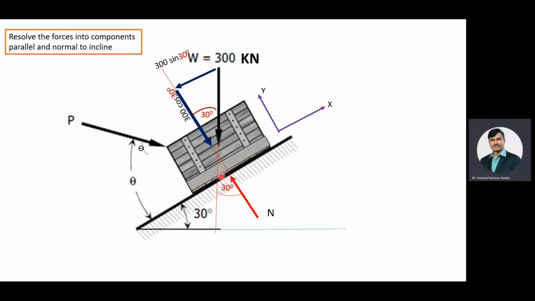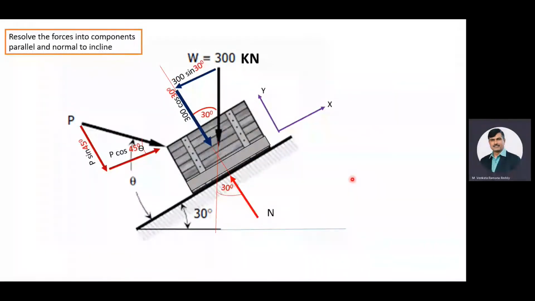Then the force along the incline is equal to P cos theta, and the force normal to the incline is equal to P sin theta. Here the theta value is equal to 45 degrees. Now we consider the equilibrium condition of this block in order to calculate the applied force P as well as the normal pressure exerted by the incline onto the box.